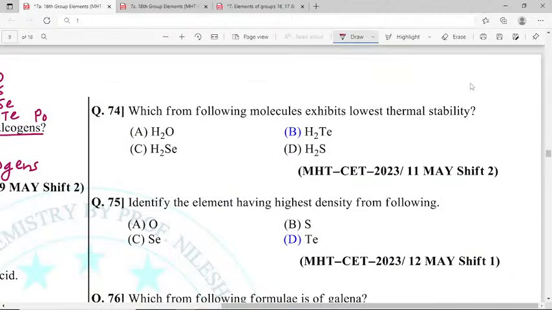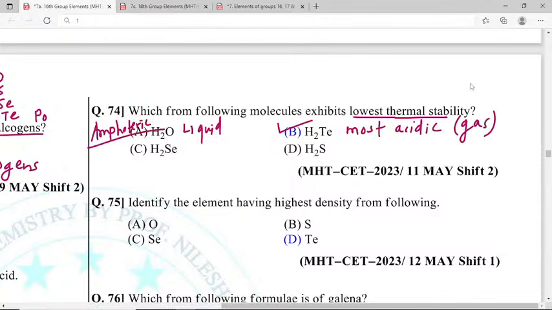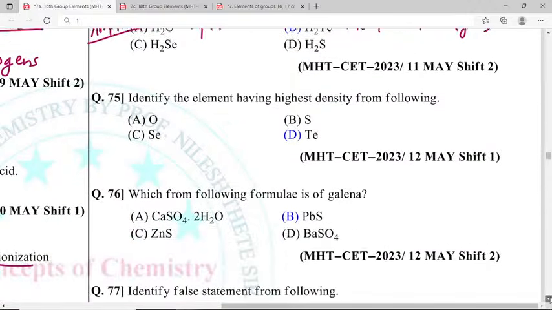Which of the following molecules exhibits the lowest thermal stability? Same question, acidity. So this is lowest thermal stability, most acidic. This is actually a gas. Water is a liquid due to hydrogen bonding, and water is amphoteric. The remaining are gases, toxic gases.